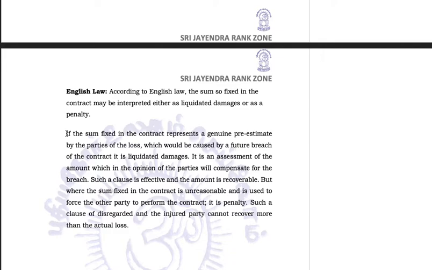if the loss suffered is a genuine, reasonable pre-estimate, which would be caused by a future breach of the contract, it is liquidated damages. If it is a genuine figure, then it is called liquidated damages. If it is an assessment of the amount which, in the opinion of the parties, will compensate for the breach, such a clause is effective and the amount is recoverable. Such a clause is effective and this much amount can be recovered.